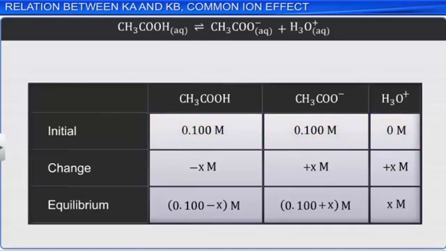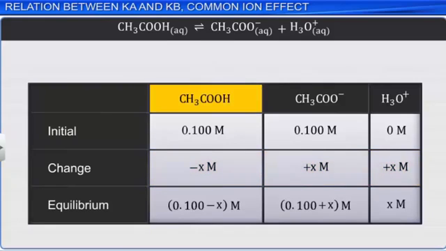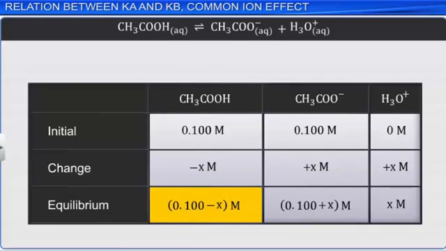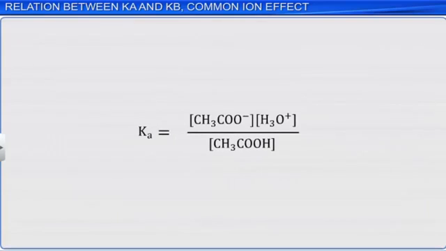The change in concentration after the dissociation of acetic acid is equal to minus X M for acetic acid, plus X M for H3O plus ion and plus X M for acetate ion. The equilibrium concentrations of CH3COOH, H3O plus ion and CH3COO minus ions are 0.1 minus X, X, and 0.1 plus X moles respectively. The equilibrium constant expression for this reaction can be represented as Ka is equal to the product of CH3COO minus and H3O plus divided by the concentration of CH3COOH.